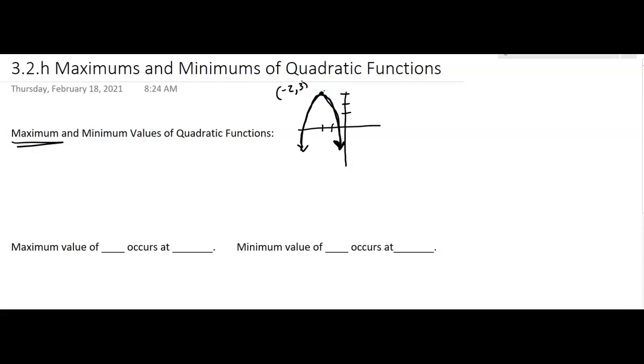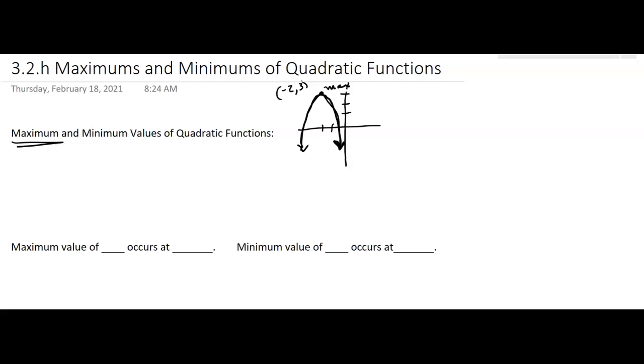output. So think back to when we did mins and maxes before. This is going to be a maximum point here at that vertex. So when you're doing quadratic functions, the max or the min is always going to be at the vertex, okay? So that's the maximum right there.